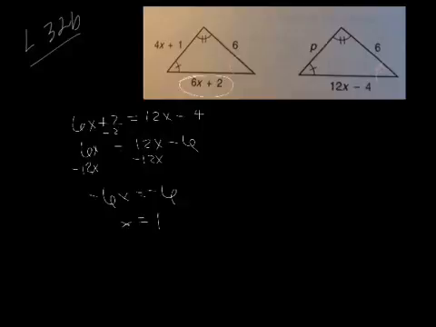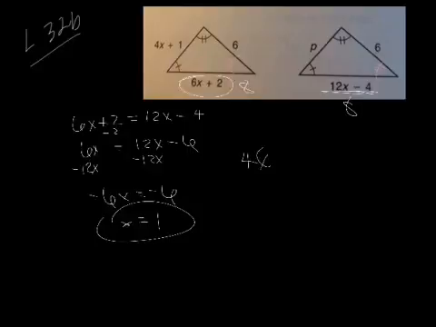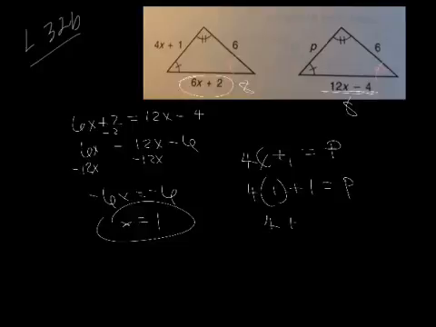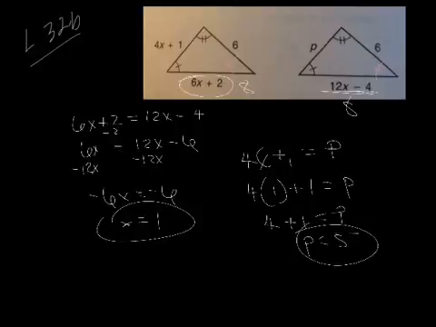So that means this length here would be 6 times 1, so this would be 8, and this would be 12 times 1 is 12 minus 4, which is also 8. So yeah, they are the same size, but all we are asked to do is find x. Alright, so if that is the case, then I can take 4x plus 1 and say that's equal to p, and I can put 1 in here because I know that's x, so I know then that p is going to be equal to 5.